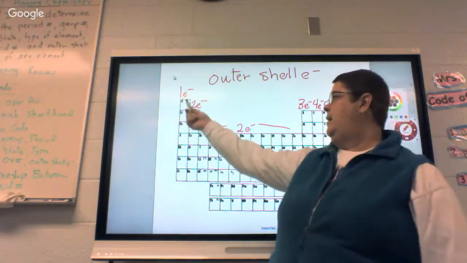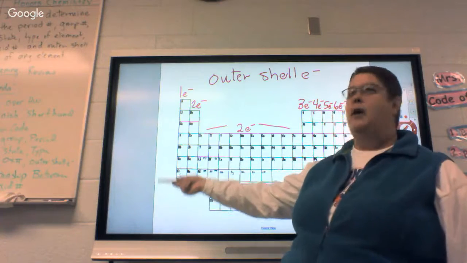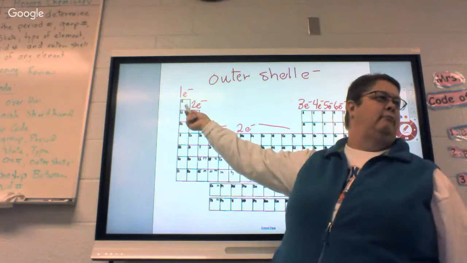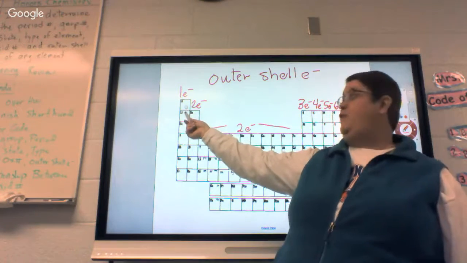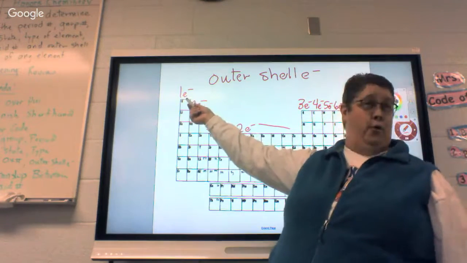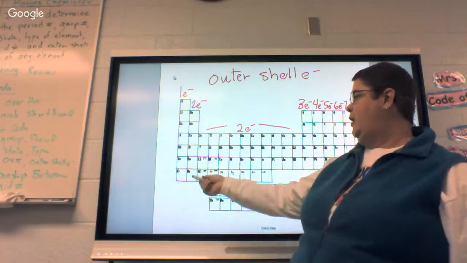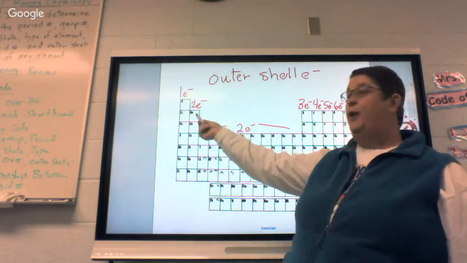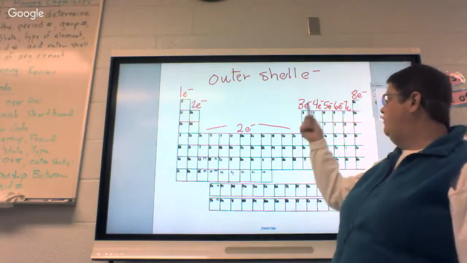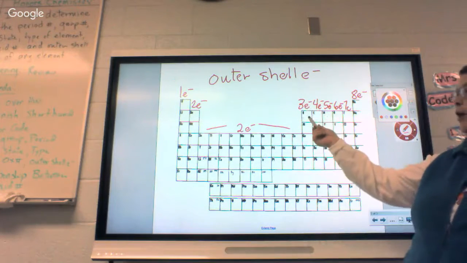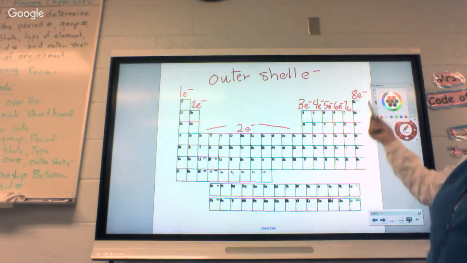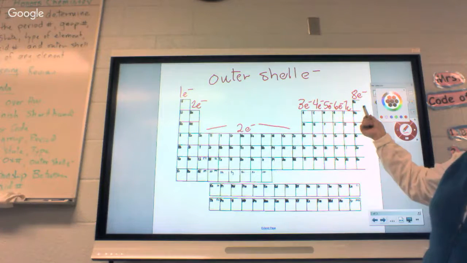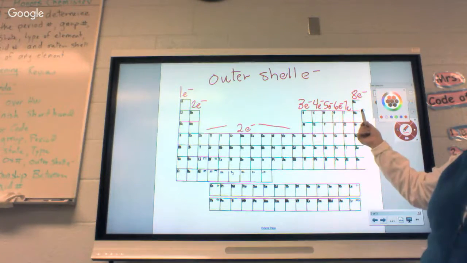Everybody in group 1 has how many electrons in the outer shell? It's going to have how many dots? 1. If you have an element in group 1, it has 1 dot. Everybody in group 2 has how many? 2. Everybody in group 13 has 3. Everybody in group 18 has 8. Okay, that's all there is to it.